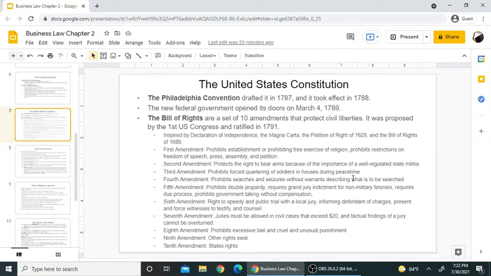So because of that, the new federal government opened its doors on March 4th, 1789, and the Bill of Rights was ratified pretty quickly afterwards because a lot of the states insisted that a Bill of Rights be adopted as the first amendments to the Constitution. In exchange for their support of the ratification of the Constitution, the states demanded that the Bill of Rights be ratified to help protect civil liberties.